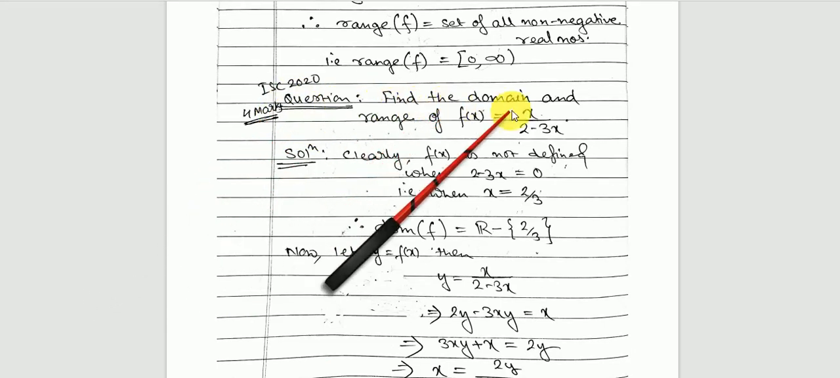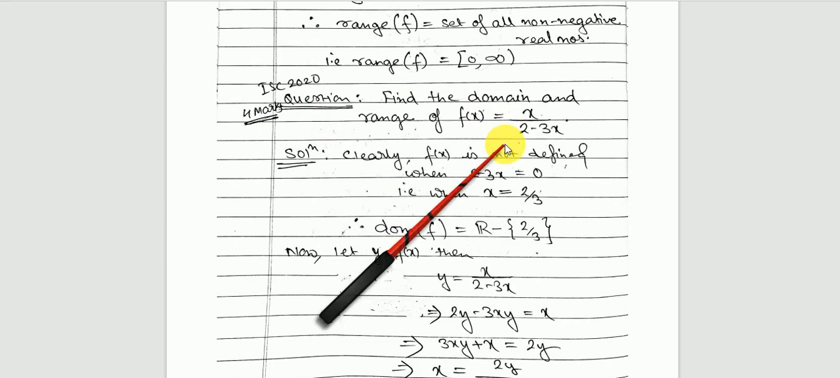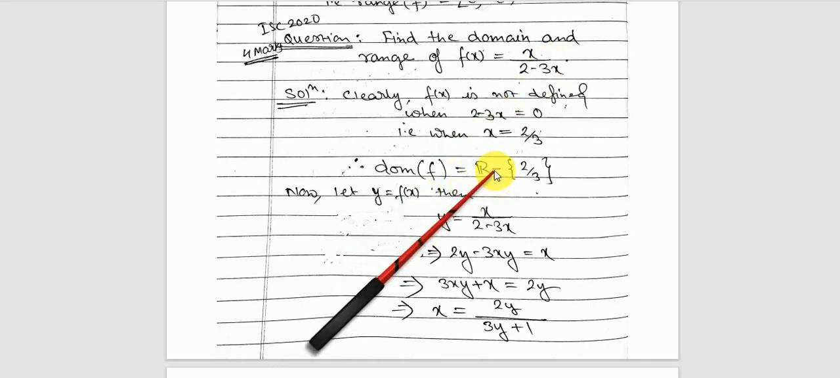Next, this question had come in ISC 2020. Here it says find the domain and range of f of x. So here you can see that this f of x is well defined, but if your denominator becomes 0, then it won't be well defined. So f of x is not defined when 2 minus 3x is equal to 0. That means x equal to 2 by 3. If the x value is 2 by 3, then the denominator will become 0, and in that case f of x will not be defined. So we have to remove that from the set of real numbers. So the domain will be R minus {2 by 3}.